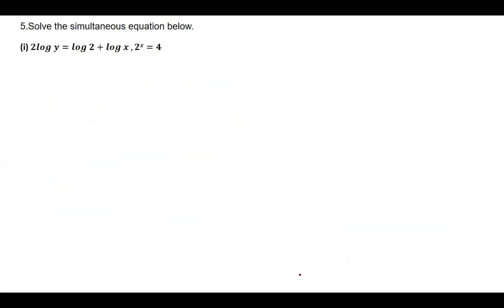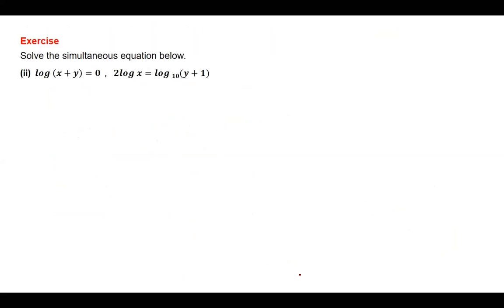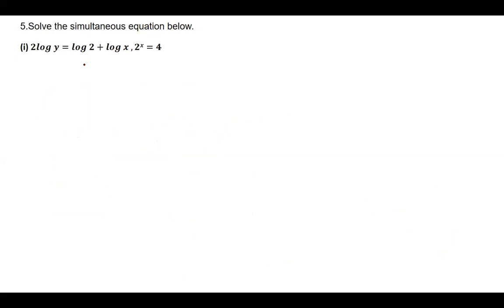All right, let us now go on to this question. I think it's the second last question. So we're saying solve the simultaneous equations. We have 2 raised to power x is equal to 4. So we have 2 raised to power x is equal to 2 raised to power 2. So we have already found the value of x to be 2. So the value of x here is simply 2.